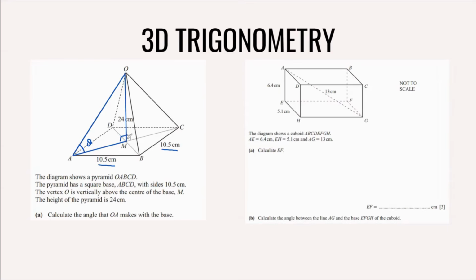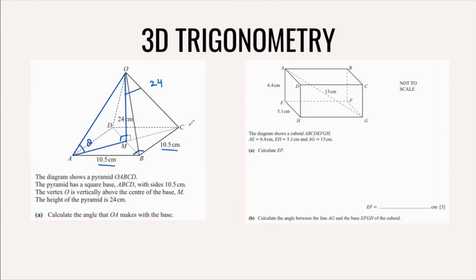We have the height, which is 24. We don't have anything else for this triangle to figure out the angle. So obviously we either need OA or AM. Figuring out OA would be hard because we don't have anything for that, but we can easily figure out AM, because again, if you notice in the base, it's a square base. So all angles are 90 degrees for the corners, which means it's again a right angle triangle.